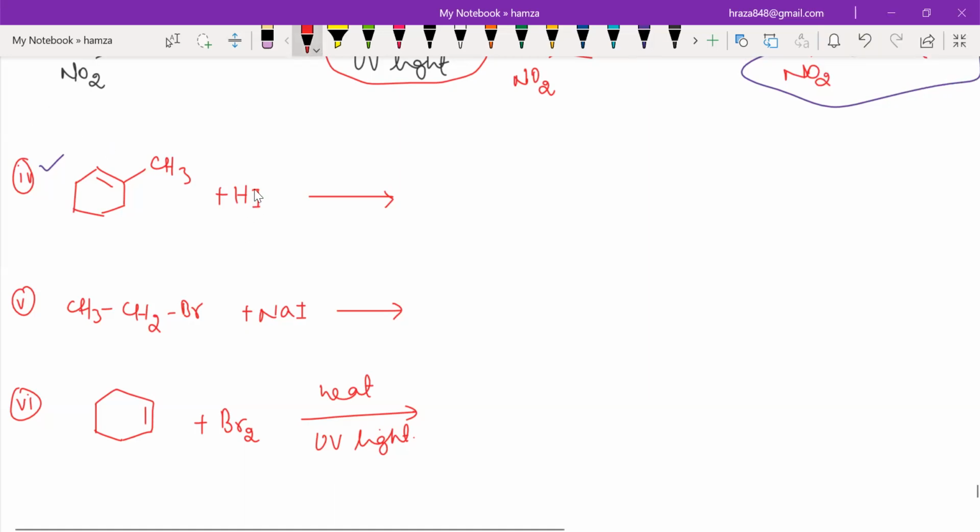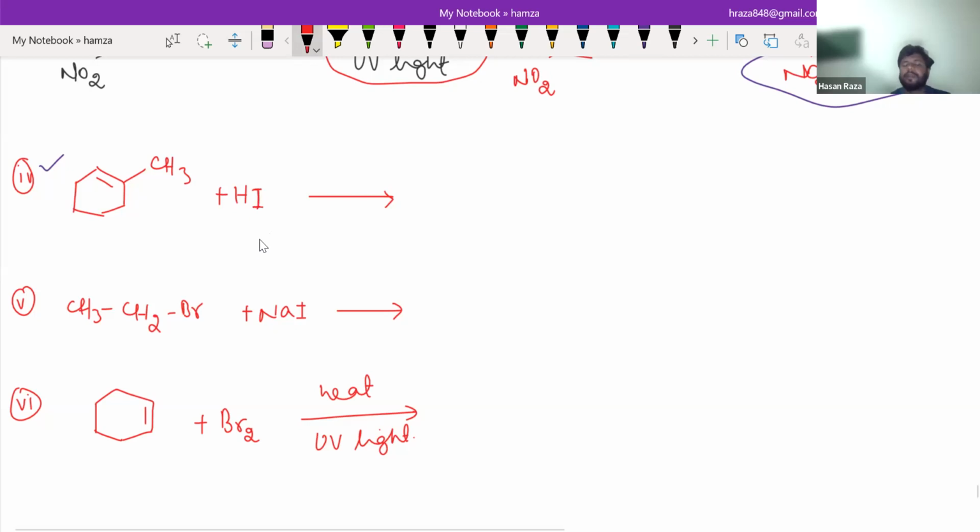If you have trouble, that means you haven't revised the previous classes' notes. See, this is hydrogen halides. Can I call it hydrogen halides? And this is alkene. So you have to remember it will be either Markovnikov or anti-Markovnikov. Since there is nothing written on the arrow, that means it is in absence of peroxide. That means this is Markovnikov.